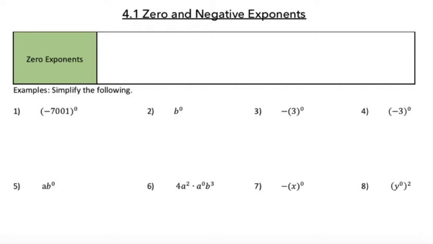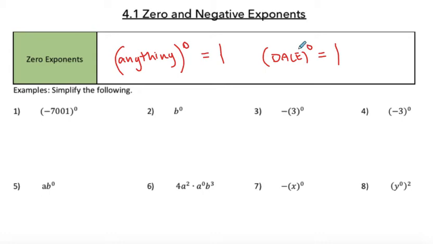Right now, our first rule for our exponent properties is that anything that gets raised to the 0 power is 1. And that is a rule that works every single time. It doesn't matter if I took Mrs. Dale and I raised this to the 0 power, that's 1. Whatever I do, anything raised to the 0 is 1. If I take negative 7,001, raise it to the 0, that's 1. I take an unknown value, raise it to the 0, that's 1.